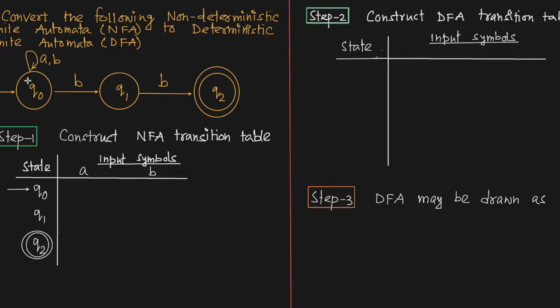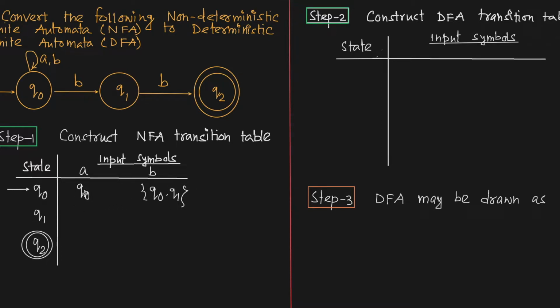So Q0 on A goes to Q0. Take Q0 on B, Q0 on B goes to Q0 as well as Q1. So that is Q0, Q1.